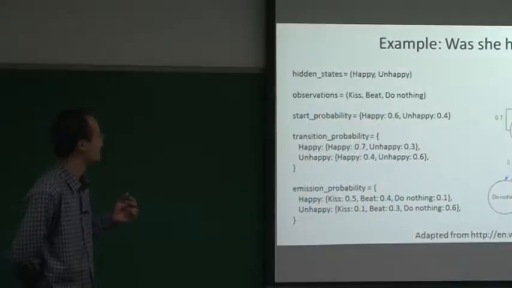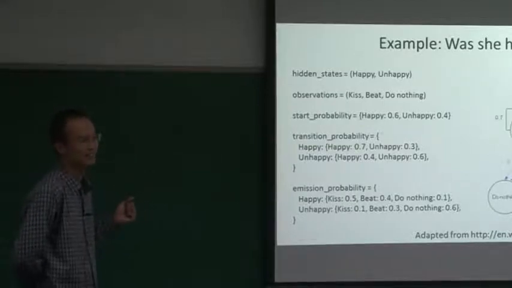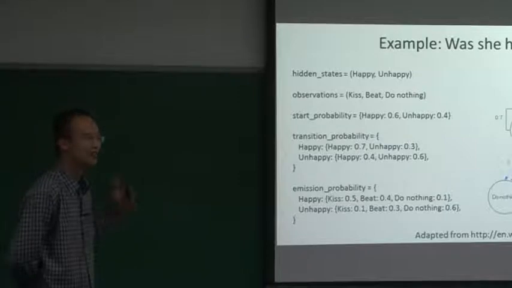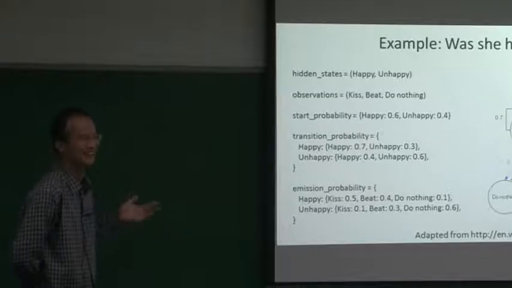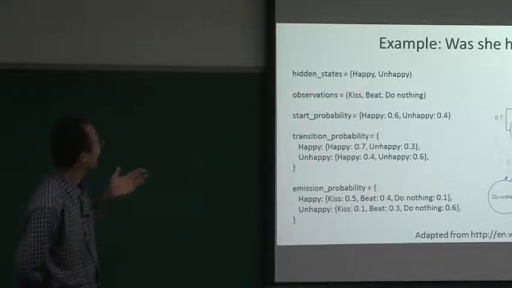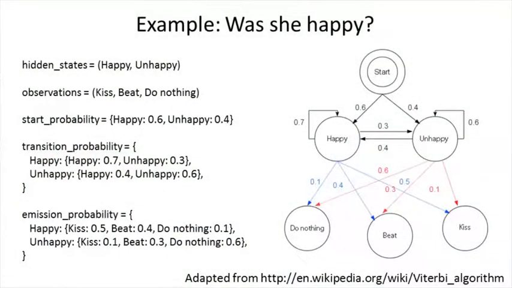What she does depends on how she's feeling during the daytime. But you do not know how she is feeling during the daytime because you cannot meet her in the daytime. So every night you meet her and she does something, and you would like to get the answer: how is she feeling during the daytime? Happy or unhappy? So we built a hidden Markov model for this example.